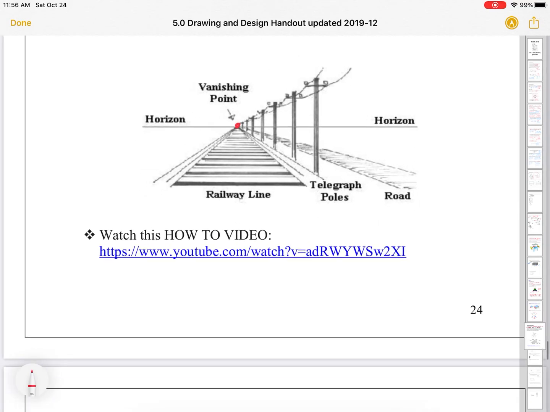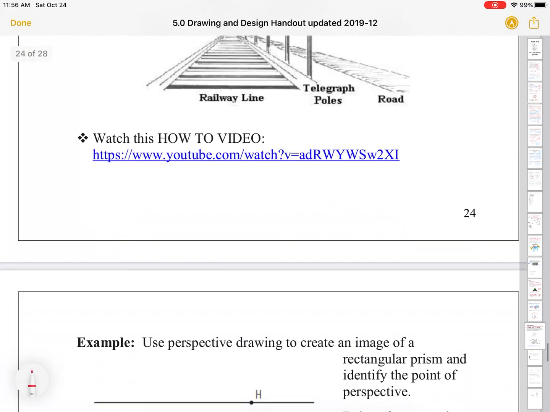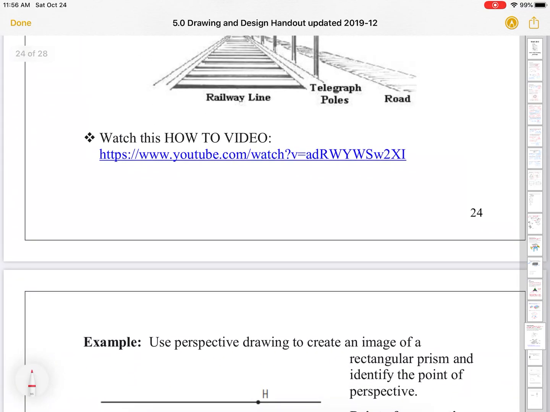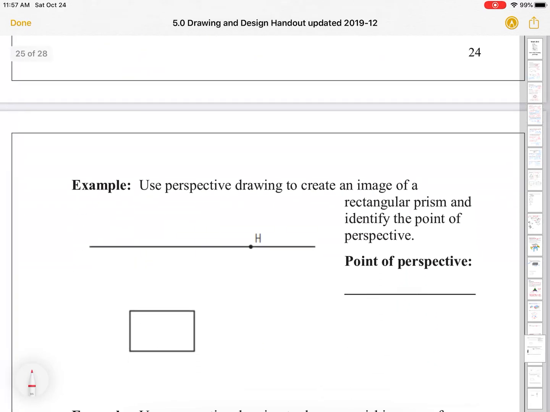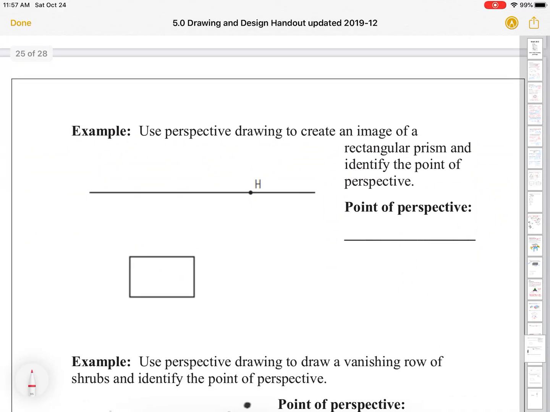vanishing point. Now, there is a how-to video, and again, I've linked this video in Classroom, so please take a watch of that for how to do vanishing point. So if you need to pause right now, go watch that and then come back. And then we'll do some practice together. Take a good watch of that, and then we'll do some examples.